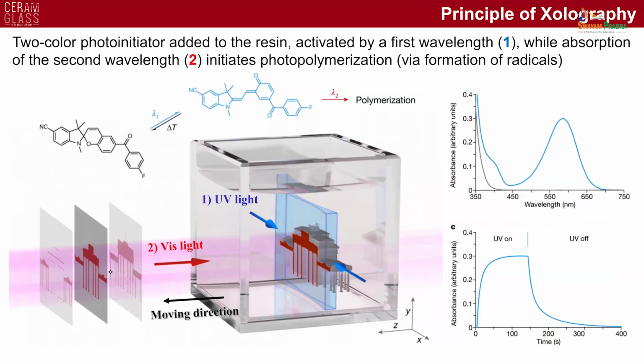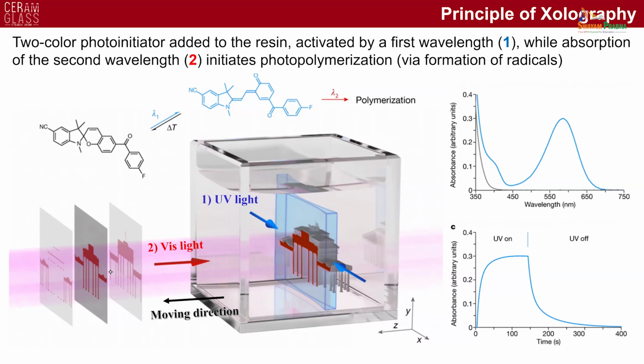So you have these two photo initiators. You have this 2-color photo initiator that is first excited by the first UV wavelength, and then the absorption of the second wavelength initiates the photopolymerization. This is a type 2 photo initiator.